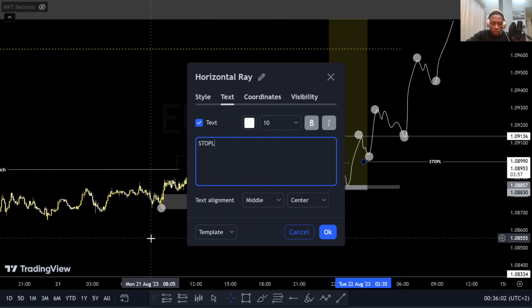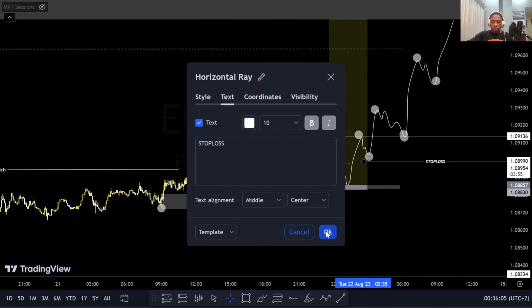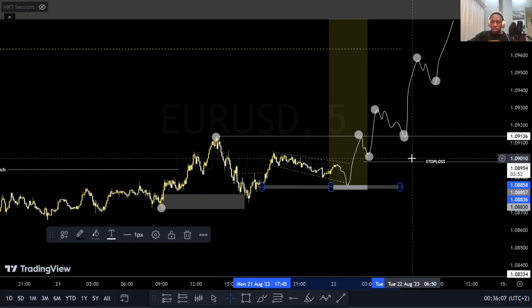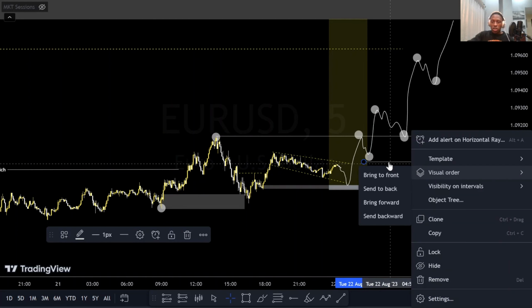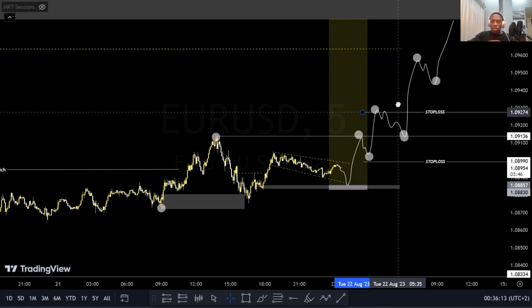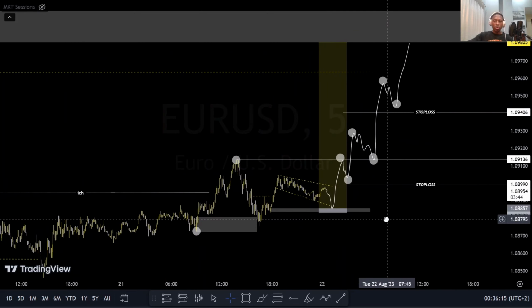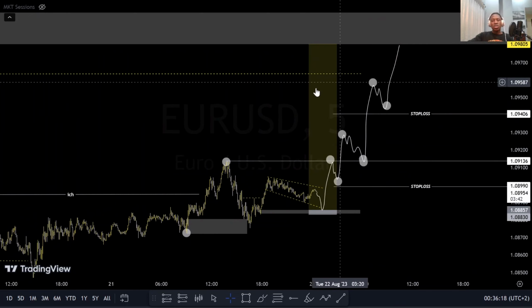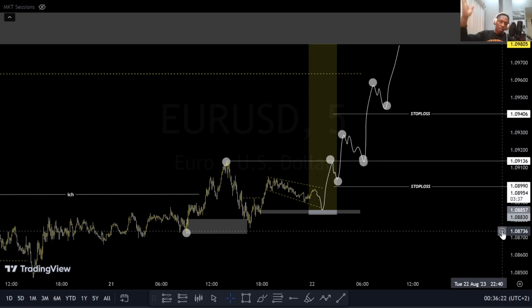Stop loss. Right, so this is your stop loss initially. As price moves up to the top, you take the stop loss a bit higher. Price moves up, you take the stop loss a bit higher. This is called trailing your stop loss. You get what I mean? So as price is consistently moving in your favor, you're locking in profits, locking in profits, locking in profits. You get what I mean?